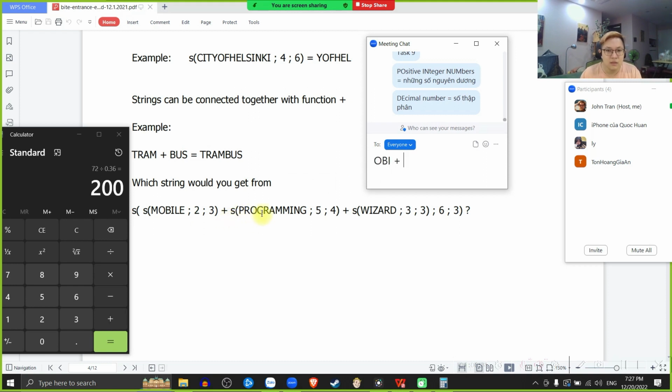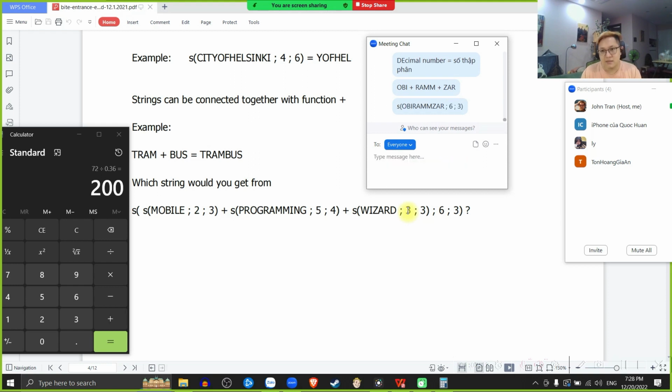And then programming with 5, 4, so you should get RAM, right? Double M. And then with Zard, 3, 3, you should get Zard. So you get OB, RAM, Zard. And then together you have 6 and 3. Cùng nhau là có cái 6 and 3 nữa bao xung quanh. So surrounding it, you have this one.